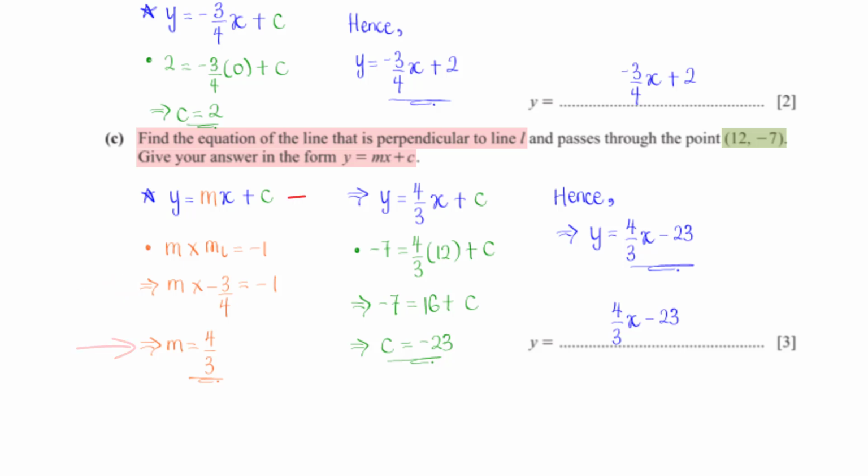So now we have y equals 4 over 3 x plus c, and we've been told that the perpendicular line passes through the point (12, -7). So we are going to put these coordinates into our equation to find the value of c. And so we have negative 7 equals 4 over 3 times 12 plus c. When we simplify this and make c the subject, we get the value of c as negative 23. And so the equation for the perpendicular line is y equals 4 over 3 x minus 23.